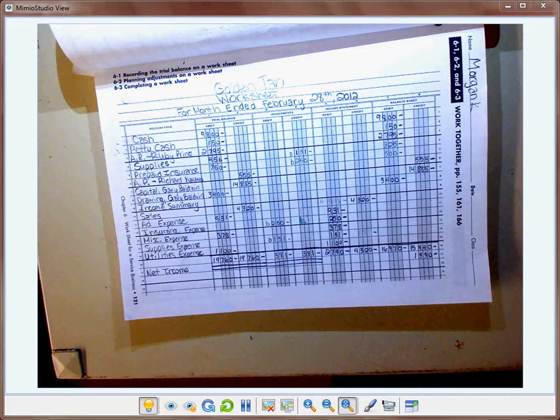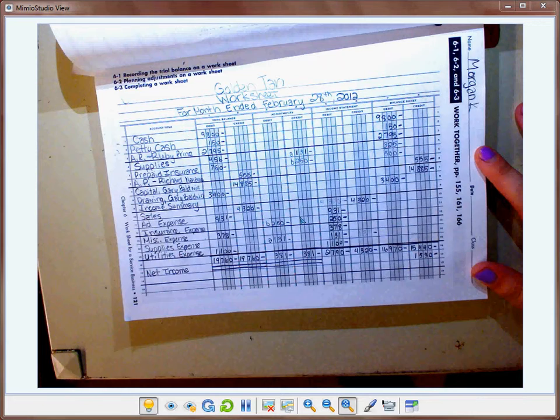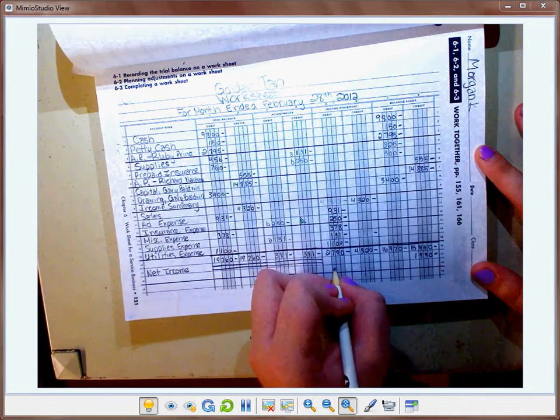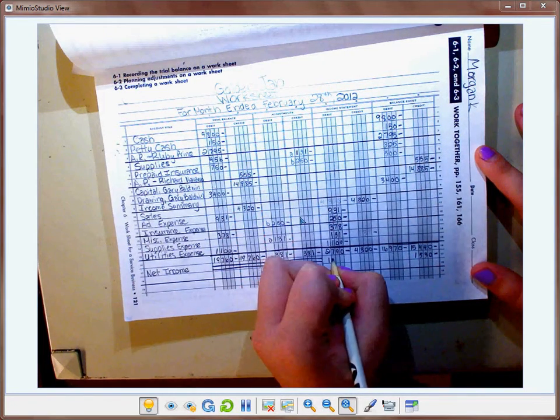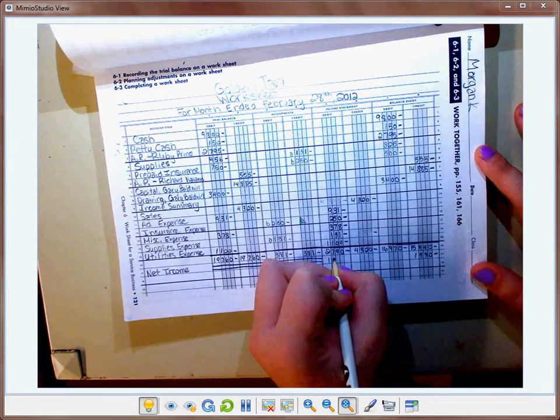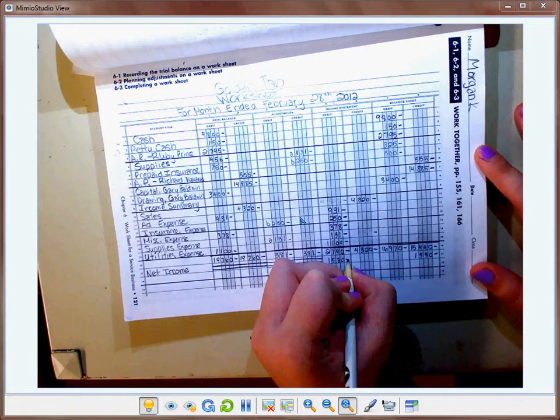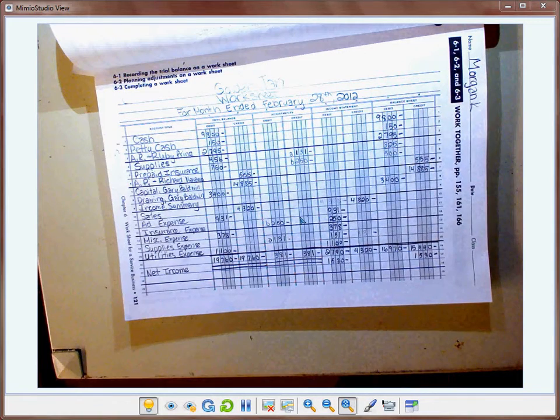Okay, now we need to do the same thing for the income statement. So $4,320 minus $2,790. What do we get? Okay, 1,530. And we'll put that in the income statement debit. When you calculate the difference between those two, they should equal each other. If they don't, we have a problem somewhere.